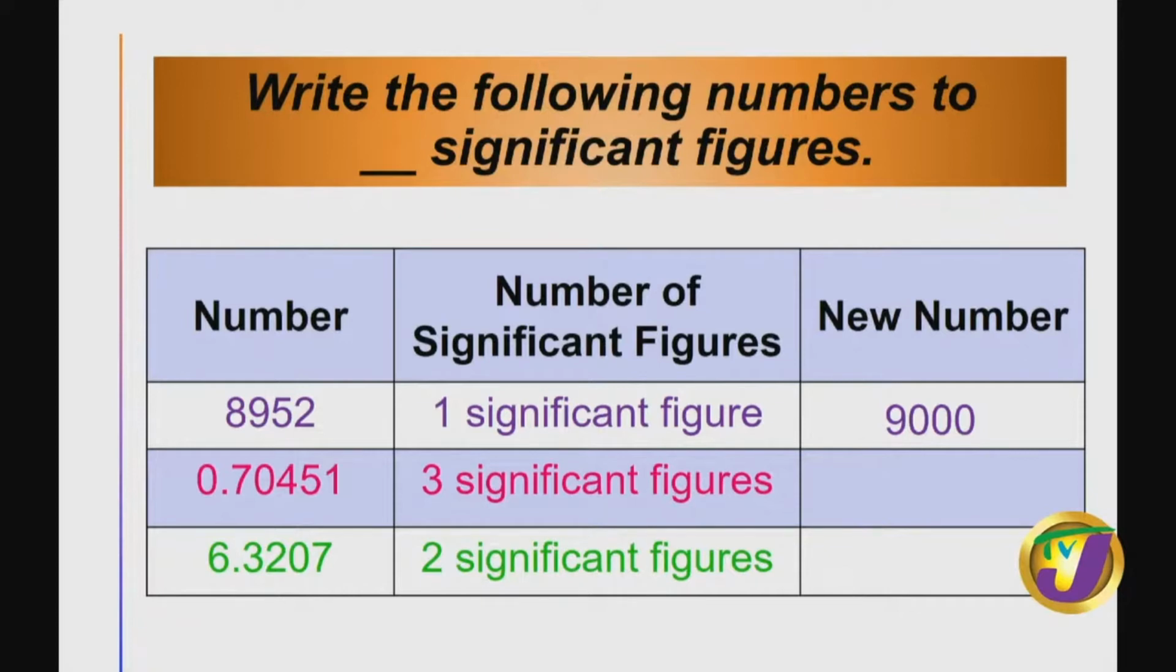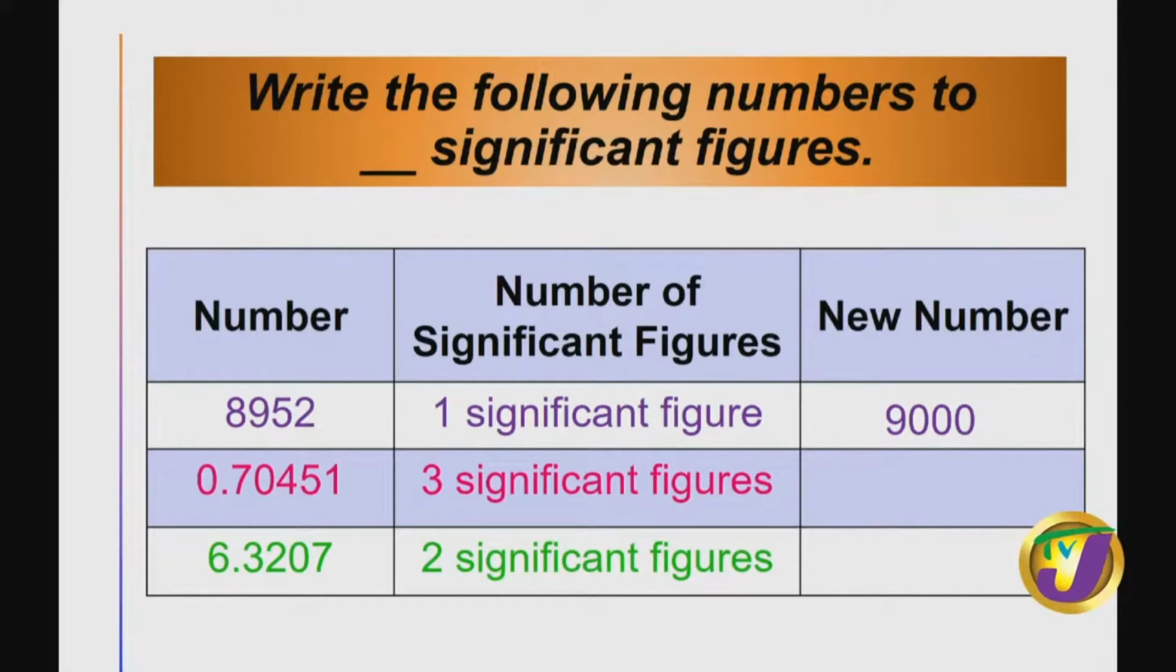So I would go 704. And this 0 is significant because it falls between 2 non-zero digits. So I'm going to stop at my 4. That means that my last significant digit will be in the thousandths place, right? So I'm looking at the 4 and the digits to the right of the 4, which is 5 and 1.